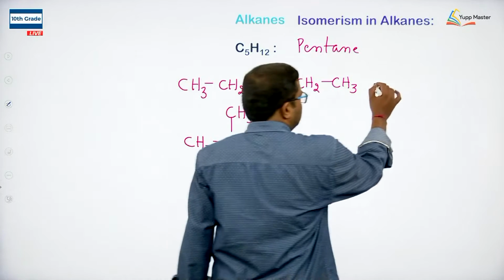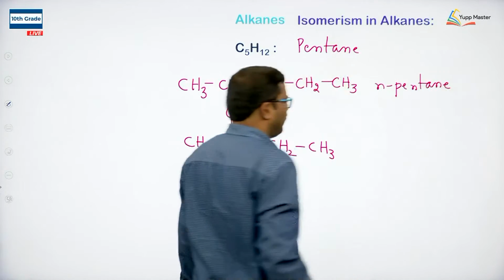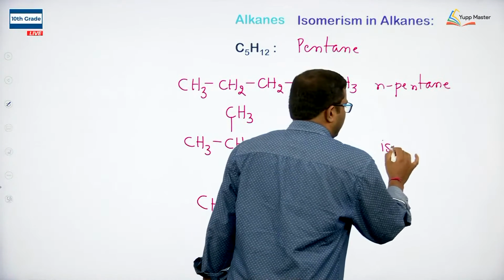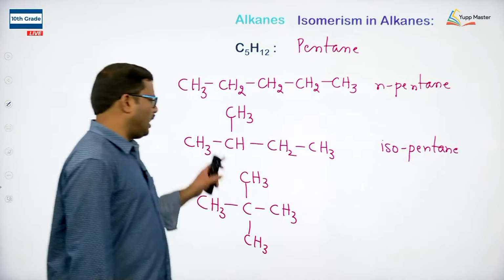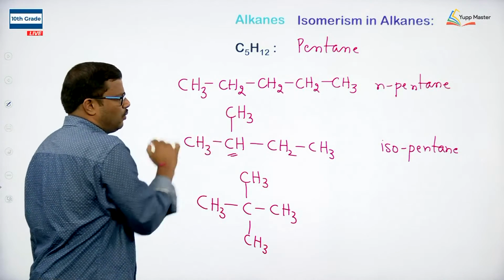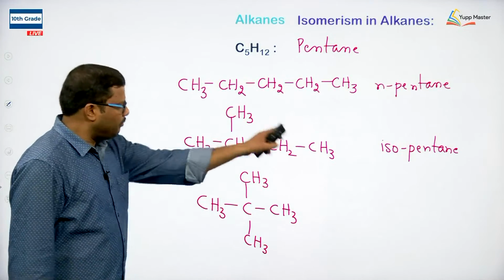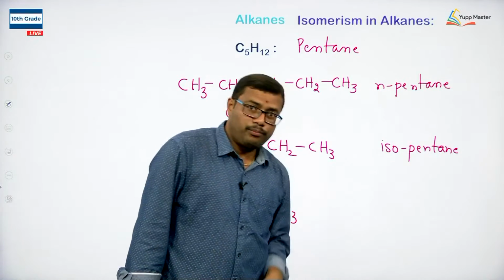Here this one is called n-pentane, normal pentane, where all the carbon atoms are present in a straight chain. This is called isopentane. Why is it called isopentane? At the second last carbon atom we have a methyl group, so according to the common naming system the iso prefix can be used. The total number of carbon atoms is 5, so we use the name isopentane.